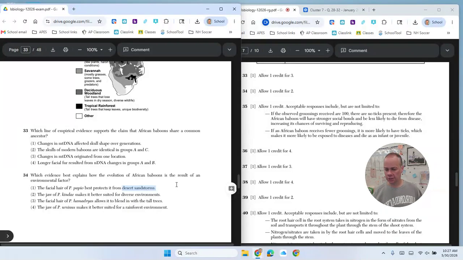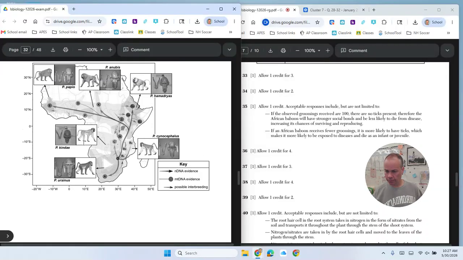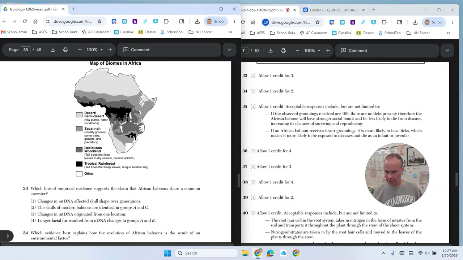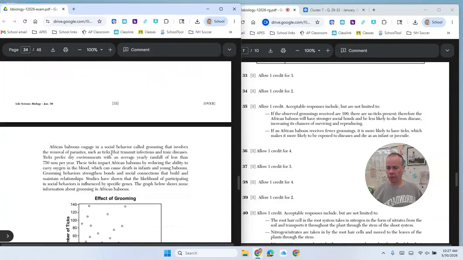But what you're going to find is there's something wrong with all of them except for 2, P. kindai. Okay, that's the one that we see right over here. What we see is that it lives in this area where you have many different overlapping biomes. And so that's diverse environments. So the answer to 34 is 2. Give yourself a point if you got it correct.